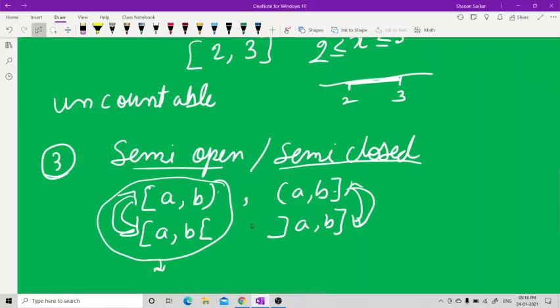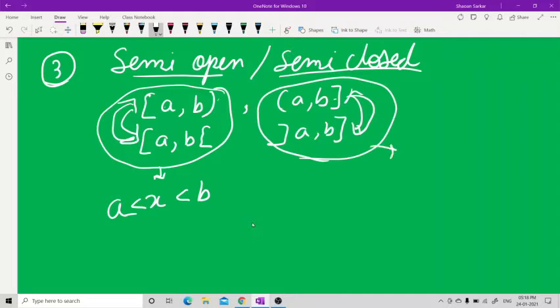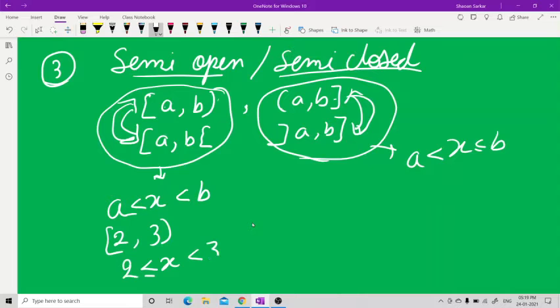Let me take some space. This means this semi-closed, semi-open means in this situation x will take the value a but will not take b. Here the value x will lie between a but not equal to b. Example: 2 comma 3, and this is open, but x will take the value 2 and more than 2 but less than 3, never 3.